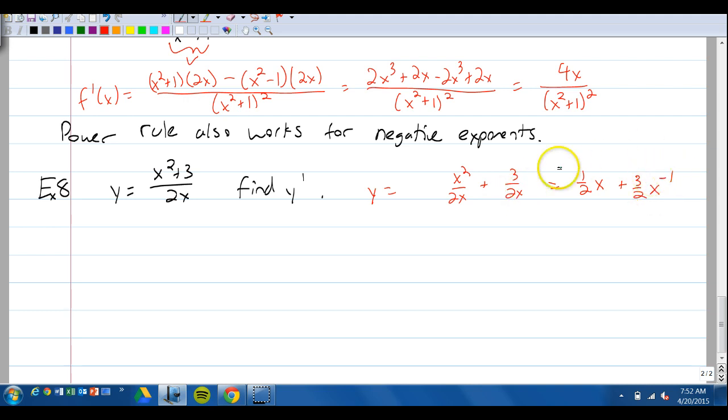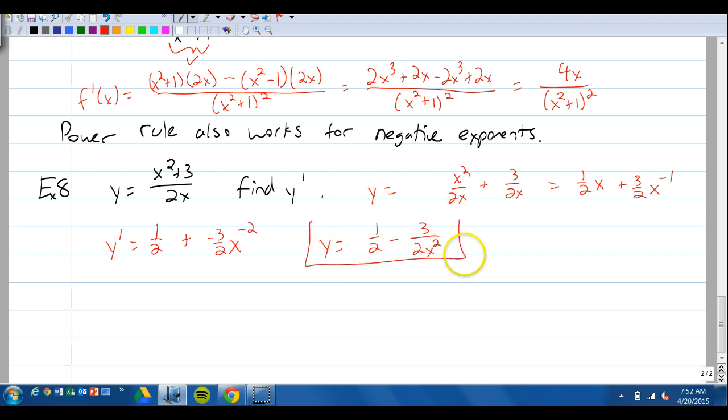So now I'm going to do just power rule. So this is a little bit easier than quotient rule. 1/2 x, x to the first. If it's x to the first, you get a derivative of just 1/2 for that piece, plus you bring the negative 1 down, you get a negative 3/2 x, and then be careful, it goes to negative 2. So if I rewrite this with no negative exponent, I have 1/2 minus 3 over 2x squared. And you would get that if you did the quotient rule as well. Okay, so those are all the rules for differentiation.